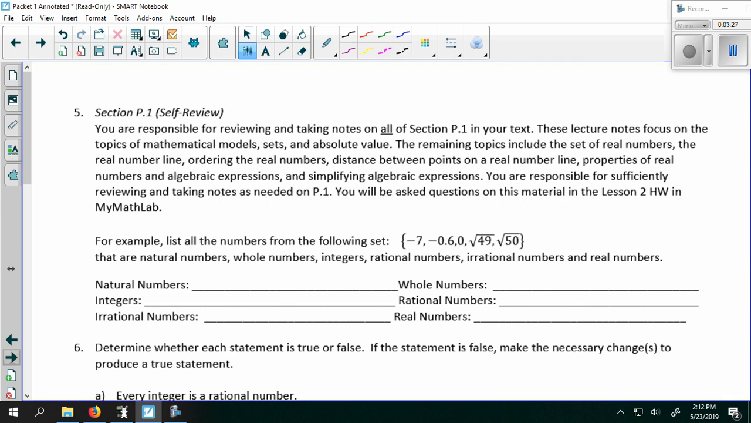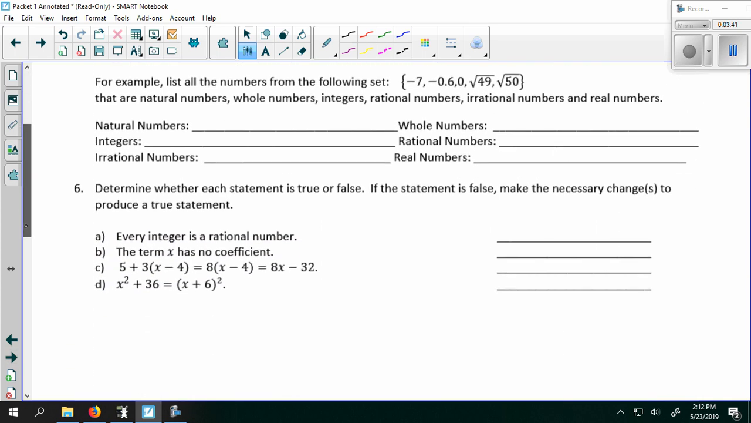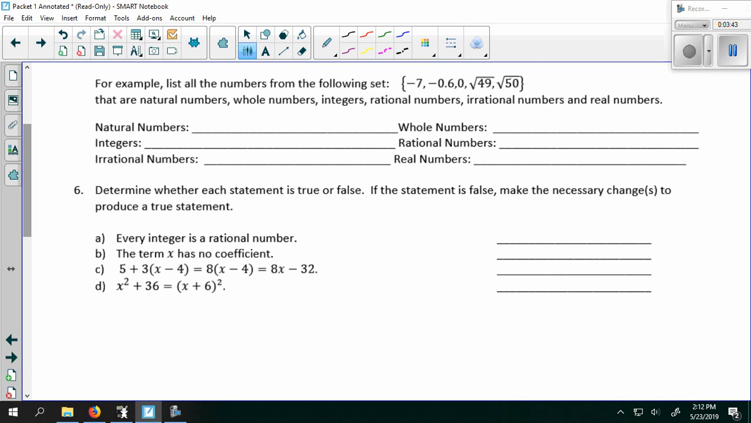Okay, so you're responsible for reviewing and taking notes on section P1 in your text. We have a couple of little review problems to get us familiarized with some of those concepts. So, for example, we want to list all the numbers in the following set that are natural numbers, whole numbers, integers, rational numbers, irrational numbers, and real numbers. So these are concepts that you have probably seen before in a previous class, and we're just reviewing here.